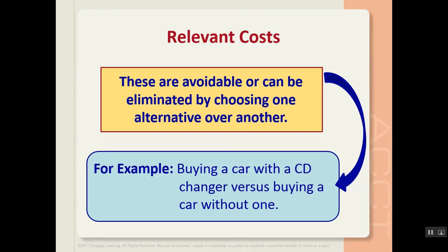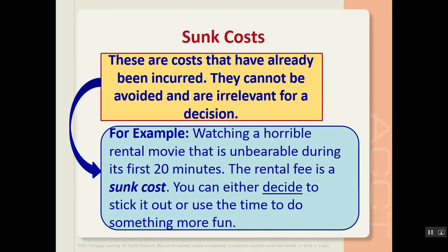An example that the book uses here is buying a car with a CD changer versus buying a car without. If you buy a car with a CD changer, it's probably going to be more expensive than if you buy one without. The cost of that CD changer is a relevant cost because it's different between the two options.